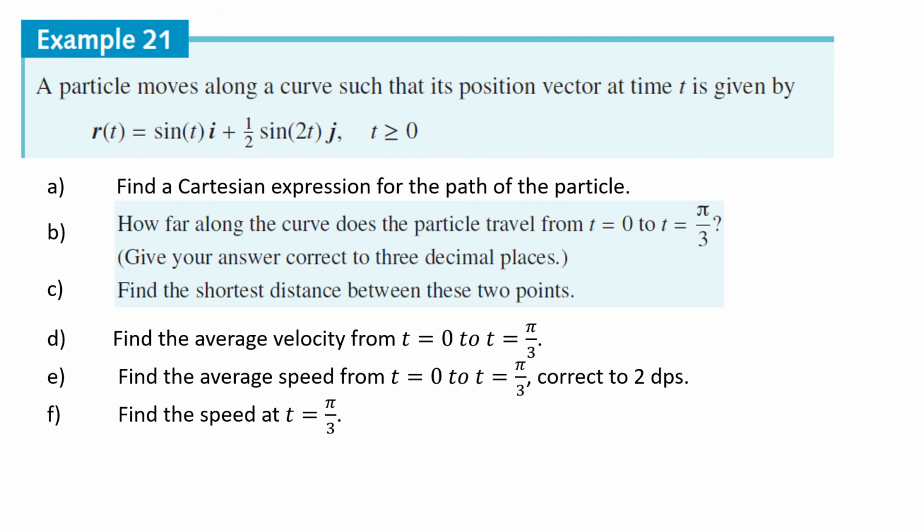It's given a position vector function, a particle moving. It's obviously got some sort of periodic path on which it'll be traveling. What we need to do is find a Cartesian expression for the path of the particle. How far along the path does it travel over a particular time interval? The shortest distance between those 2 points on the path it makes. Then we need to work out its average velocity, average speed, and the instantaneous speed at t equals pi on 3. So it's bringing to bear all the concepts we raised in the last 2 slides.